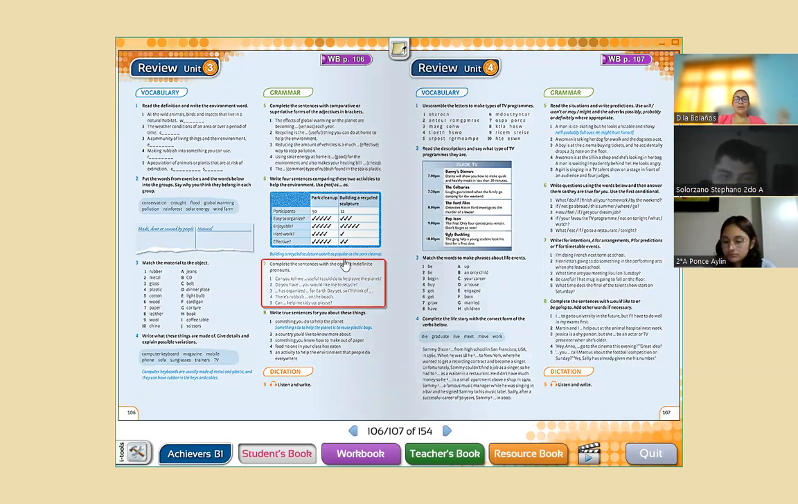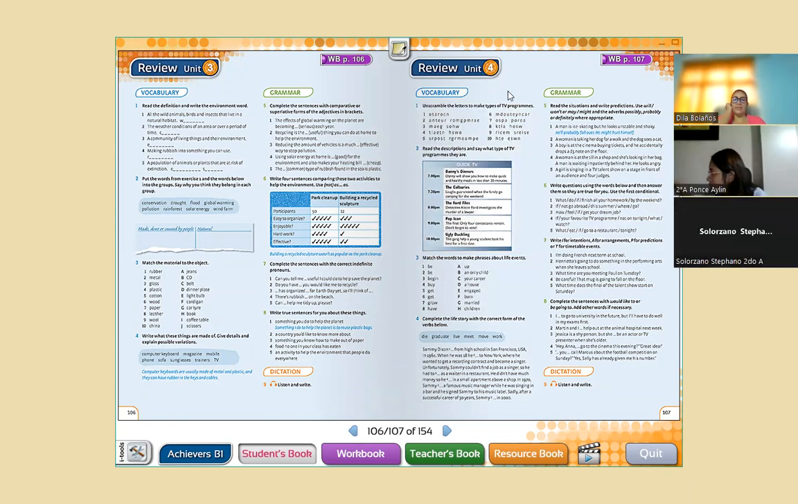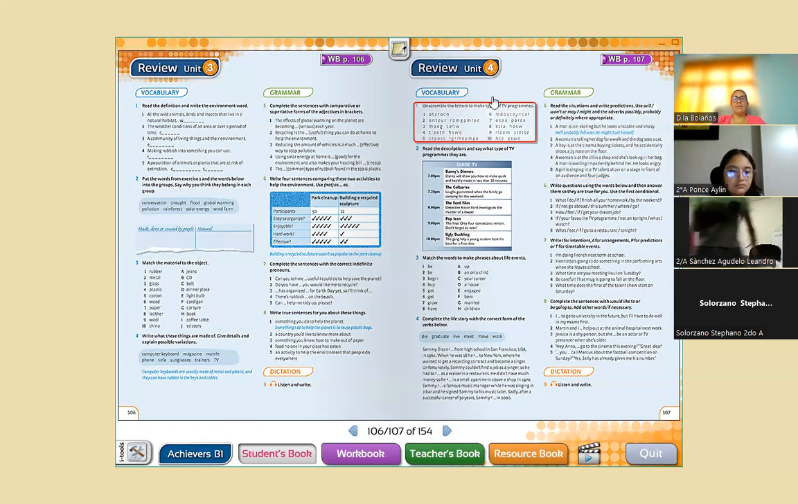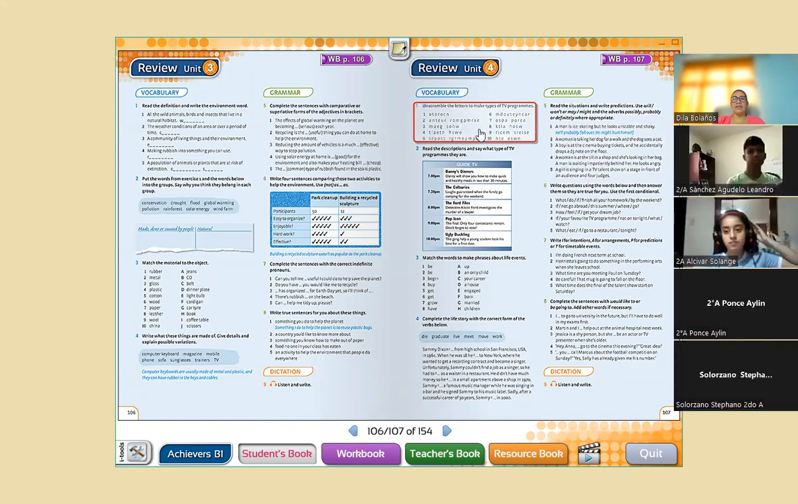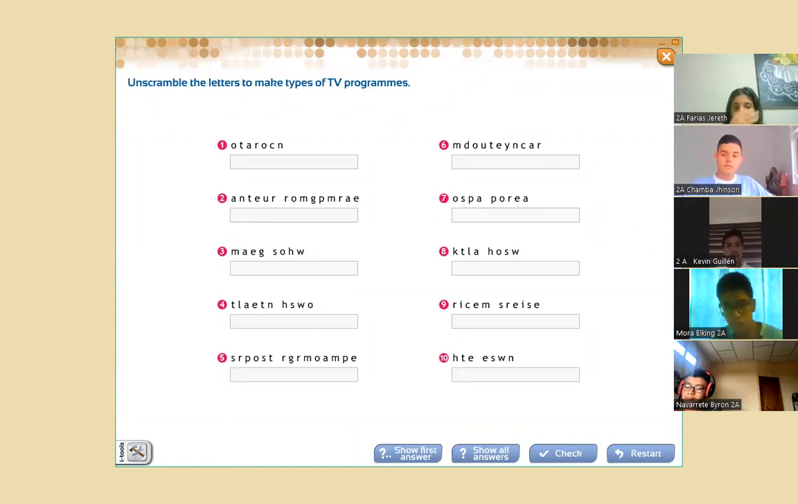The last class I told you to revise unit number 4 because today we have to continue talking about that, okay? We're going to begin with this. I need you to open your student book, page 107. Let's do it quickly. We're going to start with the vocabulary revision.